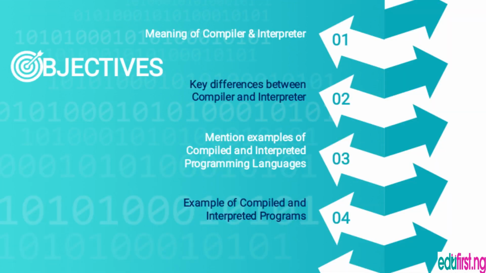In Part 2 of our class, we'll be looking into the meaning of compiler and interpreter, key differences between compiler and interpreter, examples of compiled and interpreted programming languages, and finally, examples of compiled and interpreted programs.